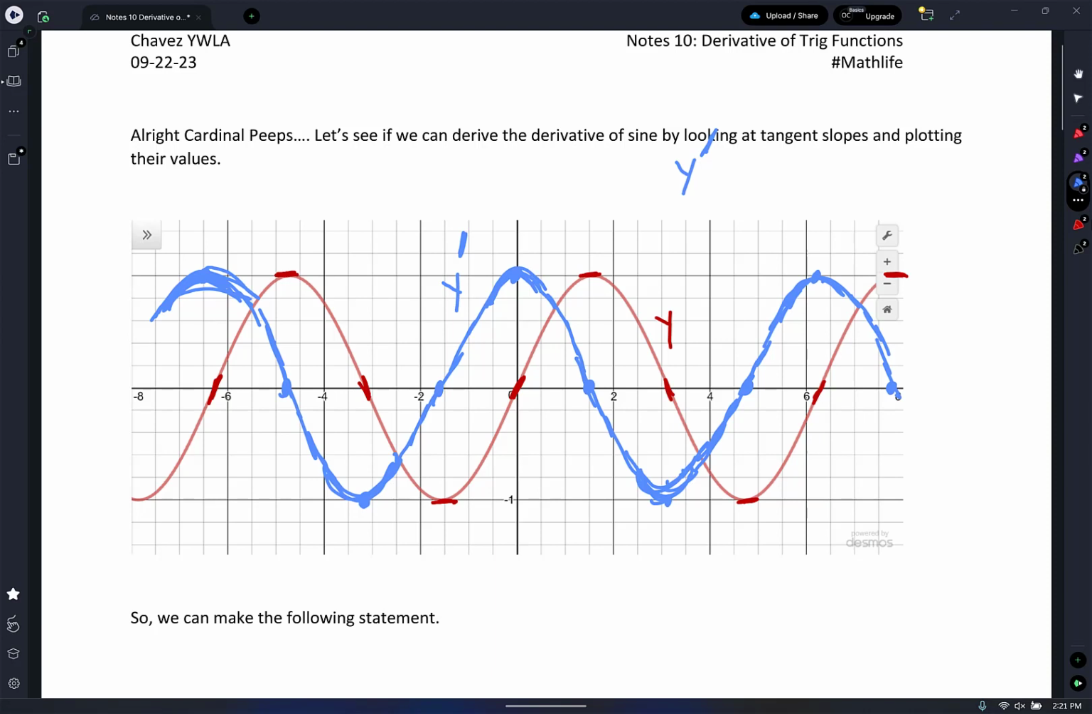All right, guys. Focus. Here we go. So look at the red graph. Look at the sky blue graph. The red graph is your y. The sky blue graph is your derivative. What does the derivative look like? It looks like a cosine graph.